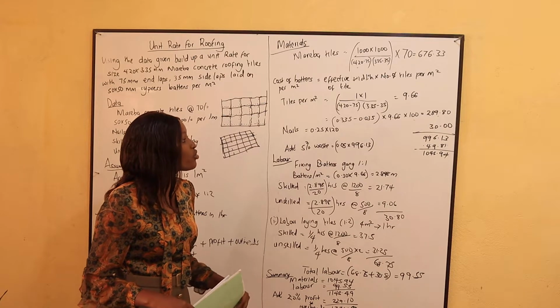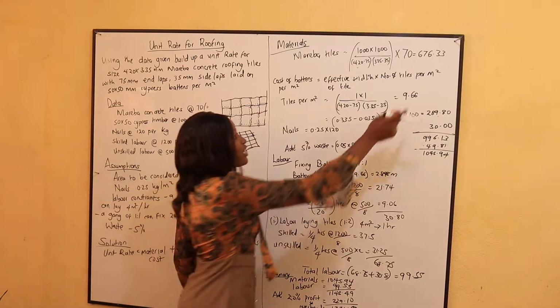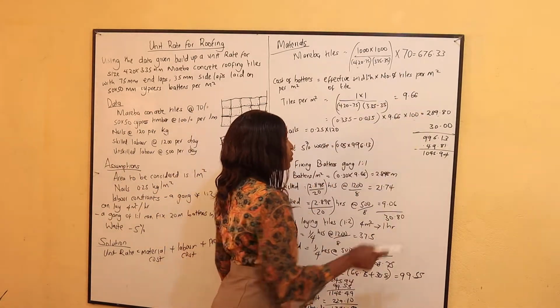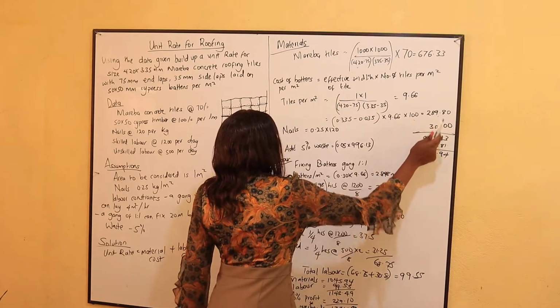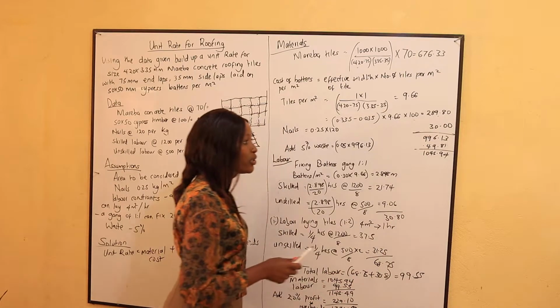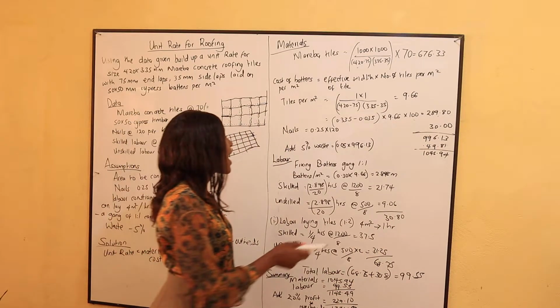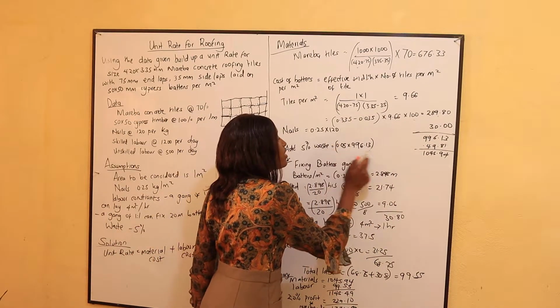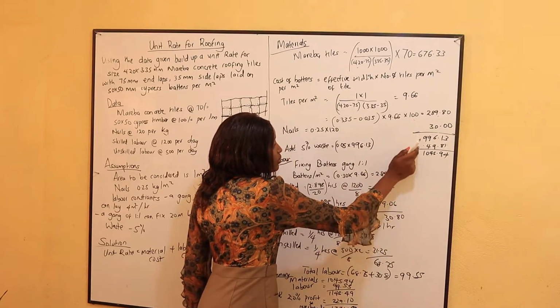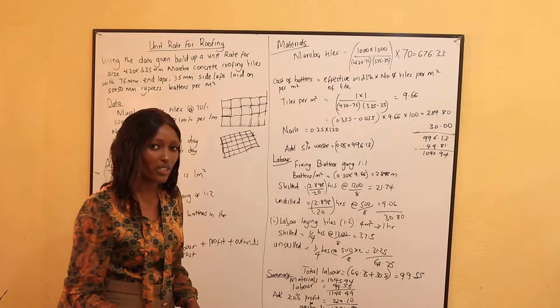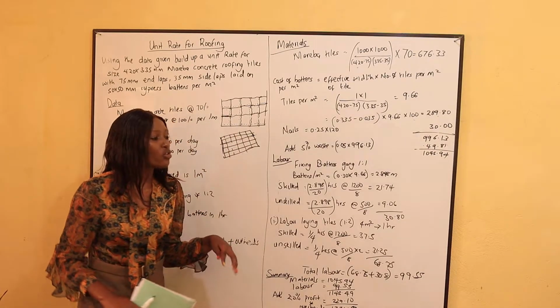So what will be the total cost of the materials? We shall take the cost of Mazera tiles in 1 meter squared plus the cost of the buttons plus the cost of the nails. We get 96.13. Then we shall add 5% wastage of the total. We shall get 49.81. Once we add, we get 1045.94. That one is the total material cost.